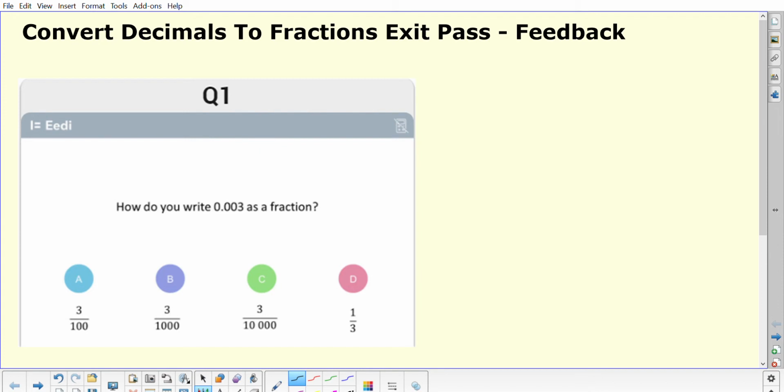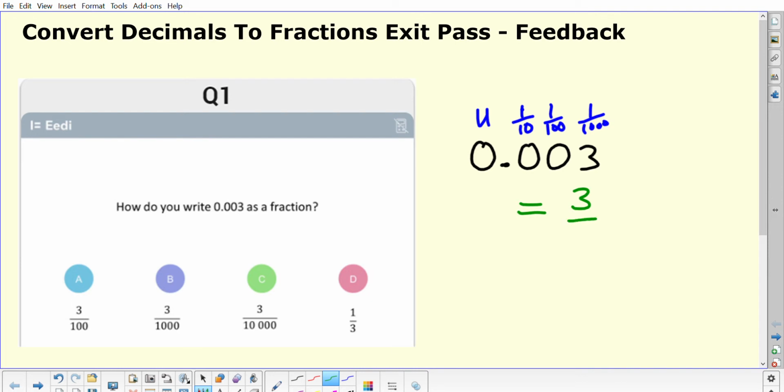First of all, looking at the value 0.003, if you use your column headings, then you should have been able to get there fairly quickly. Obviously that first zero is in the units, the next column is the tenths, the next one after that is the hundredths, and the next column after that is the thousandths. Therefore 0.003 clearly represents the fraction 3 over 1,000. So the answer that you should have chosen was answer B.